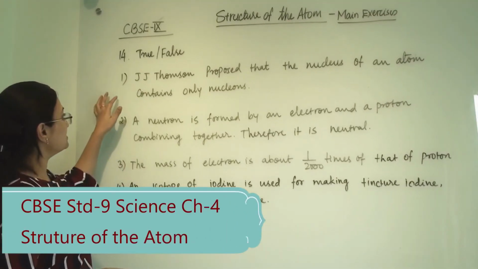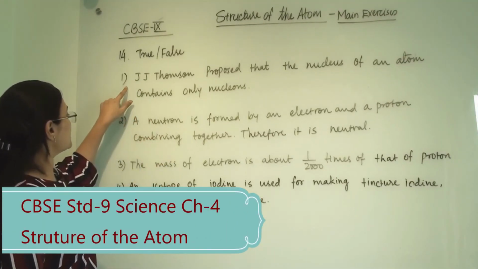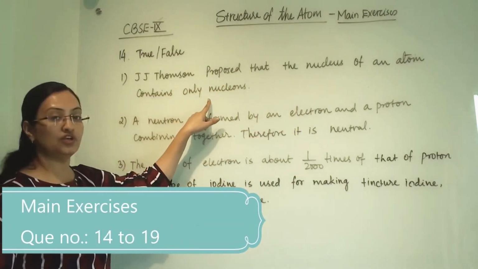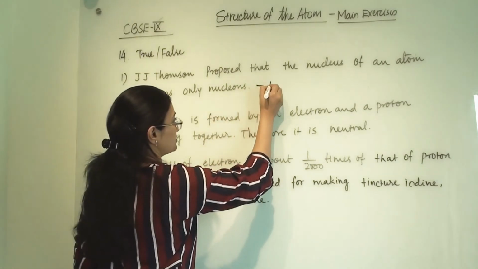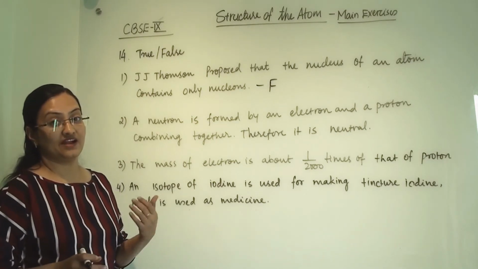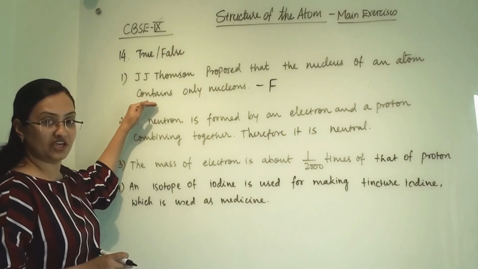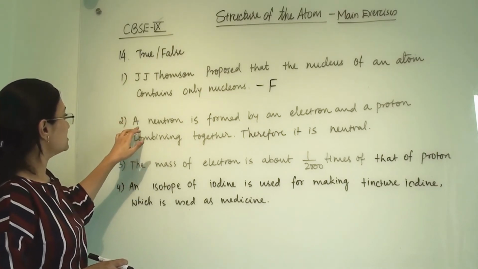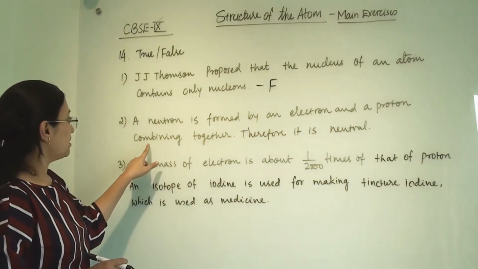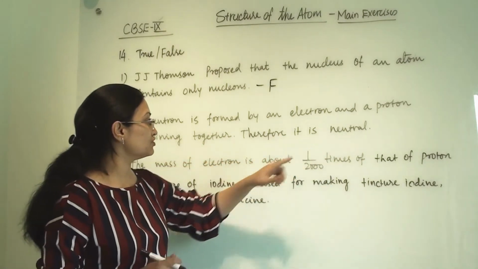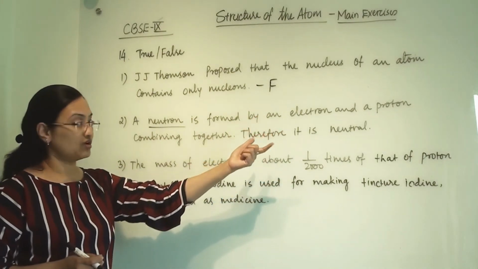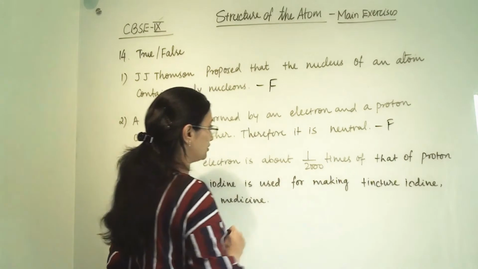Question 14, in this we have to write true or false. The first statement is: J.J. Thomson proposed that the nucleus of an atom contains only nucleons. No, this is false. He gave a structure like a Christmas pudding and he said that the atom is neutral. This was not said by J.J. Thomson. Second: a neutron is formed by an electron and a proton combining together, therefore it is neutral. Now, a neutron is not formed by an electron and proton combining. So this is also false.